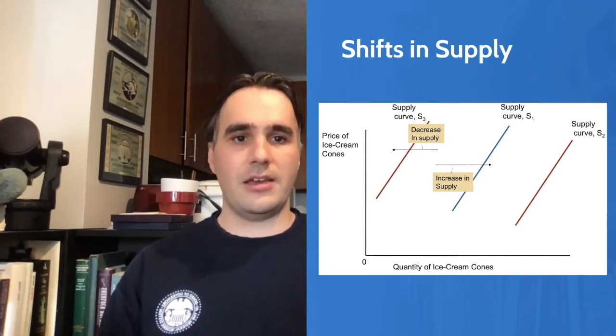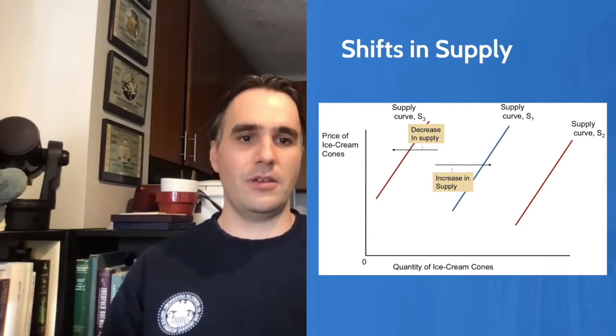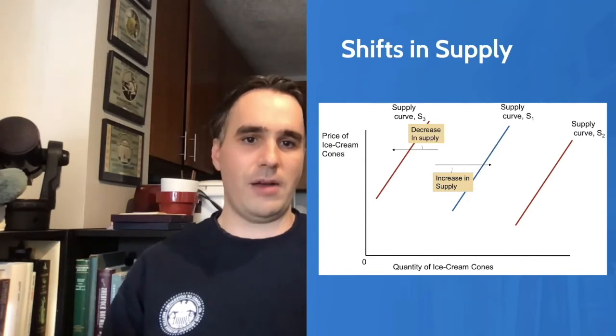So what we see here is that the supply curve S1, which was our old supply curve, might shift over to our supply curve S2, and the supply curve shifts to the right.